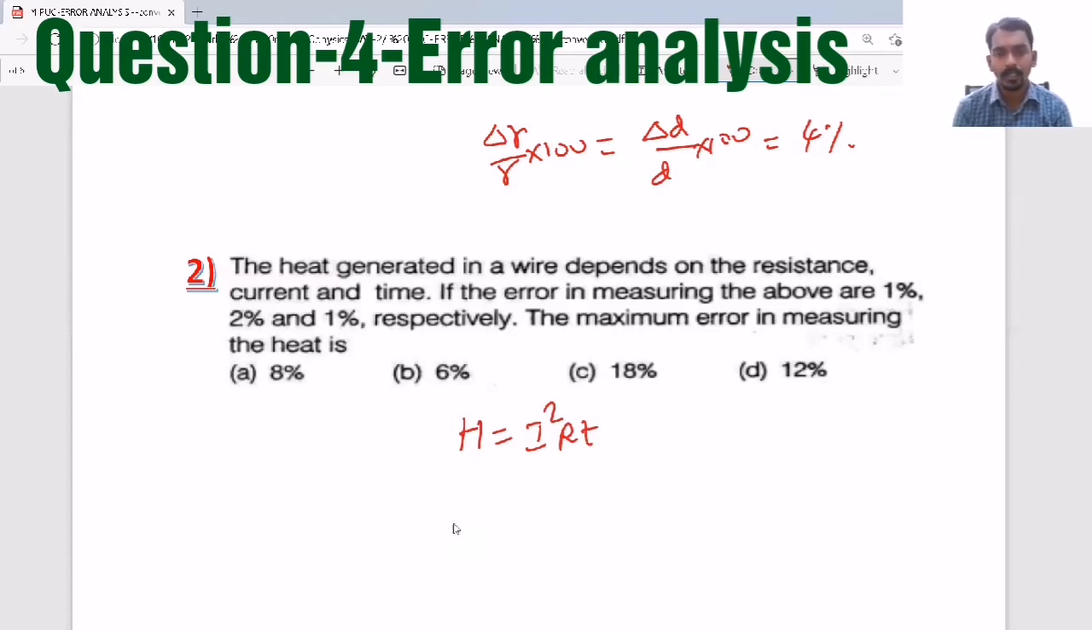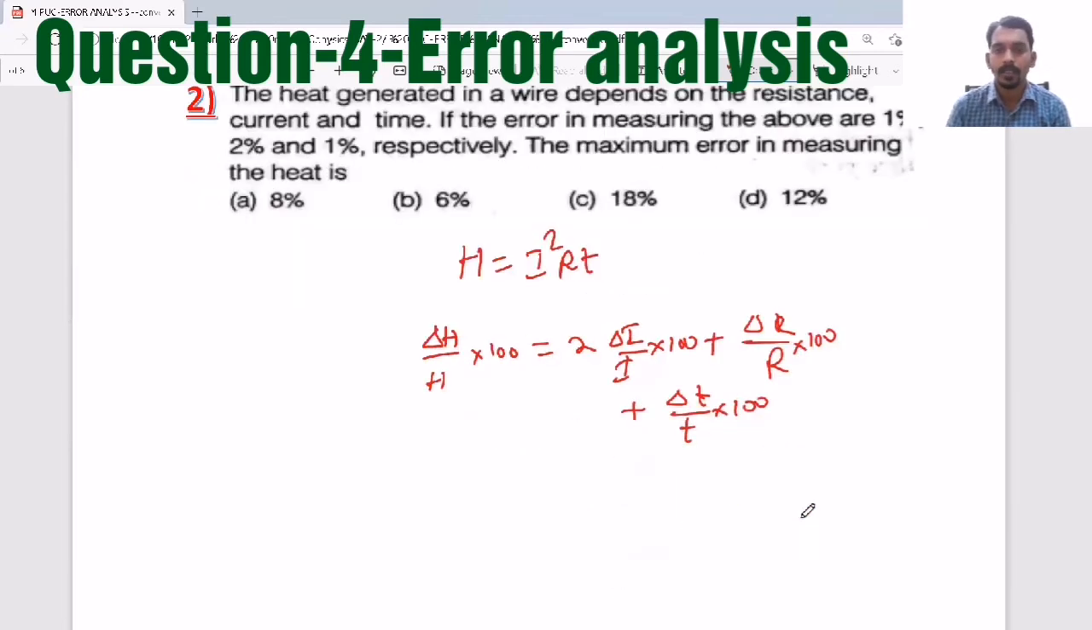They have given 1%, 2%, 1% for resistance, current and time. Now from this formula, I can write delta H by H into 100 equals 2 into delta I by I into 100, because the power is 2, plus delta R by R into 100 plus delta T by T into 100. Now if you substitute, the percentage error in current is 2, in resistance 1, and in time 1. So what will the answer be? 6. Like that, very simple questions and damn sure questions, you can do it very easily.